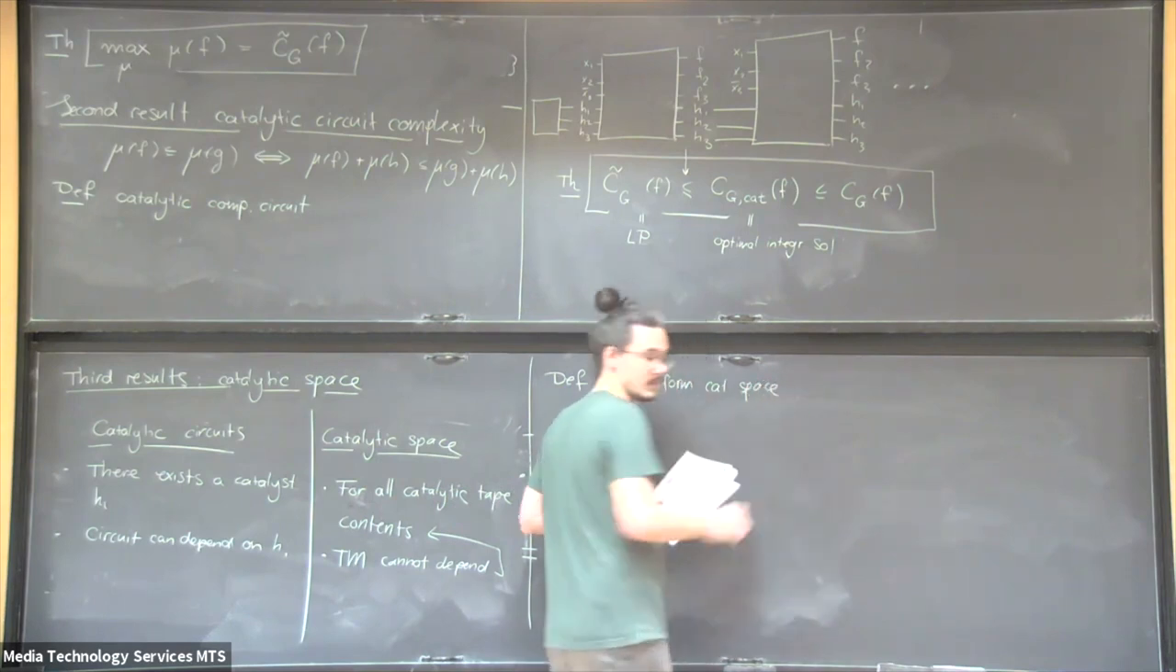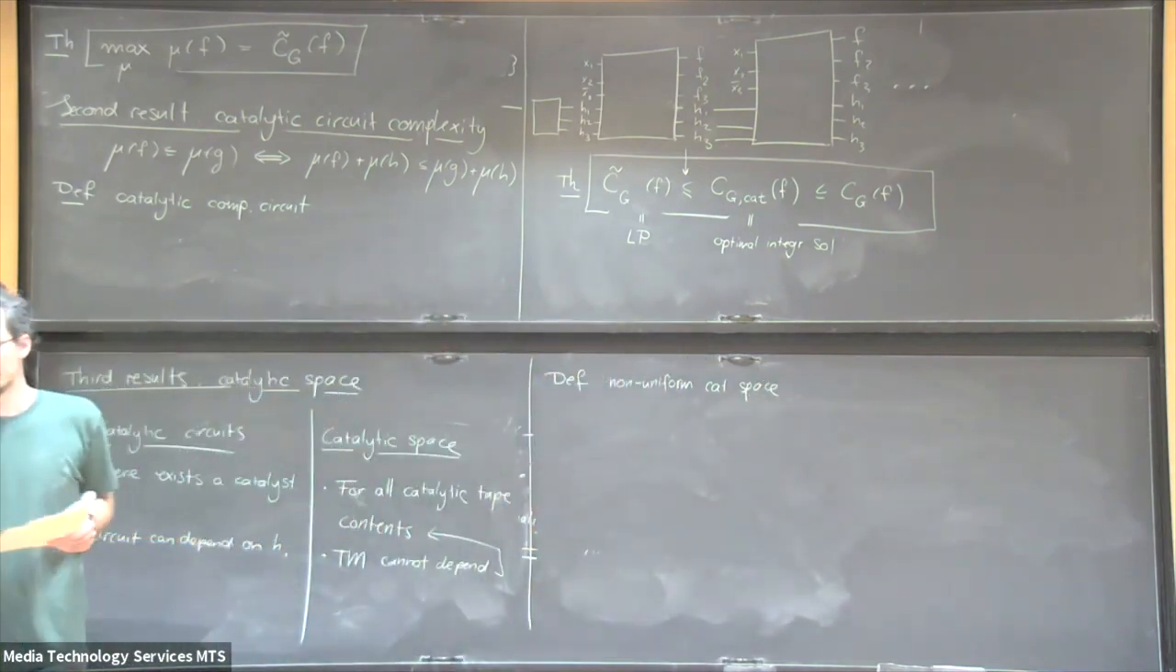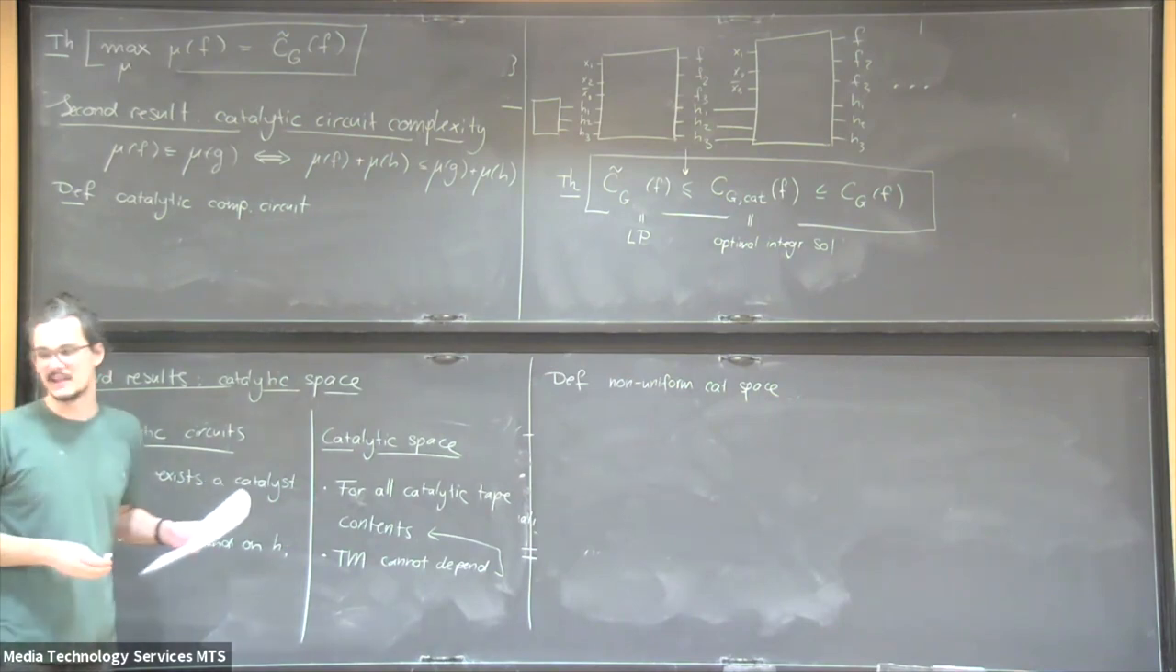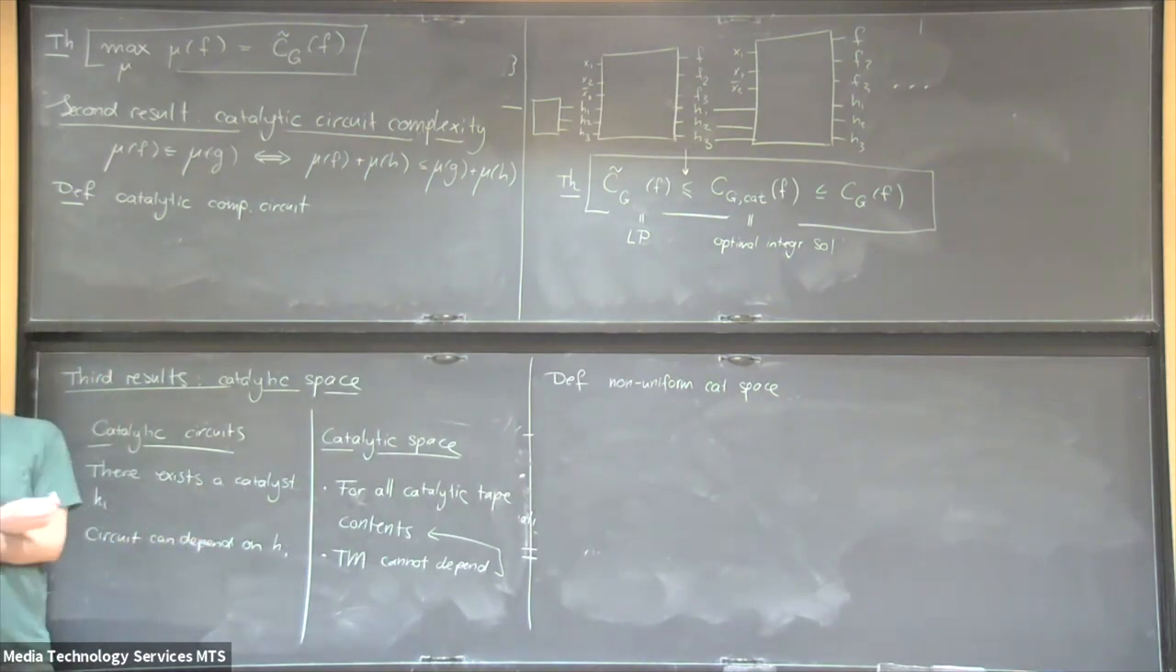When you say catalytic space, what is this space? The space is this memory, tape. Memory. Yeah. Memory. It's this memory. Ah, space. Okay. Okay. Yeah. Sorry. Yeah.